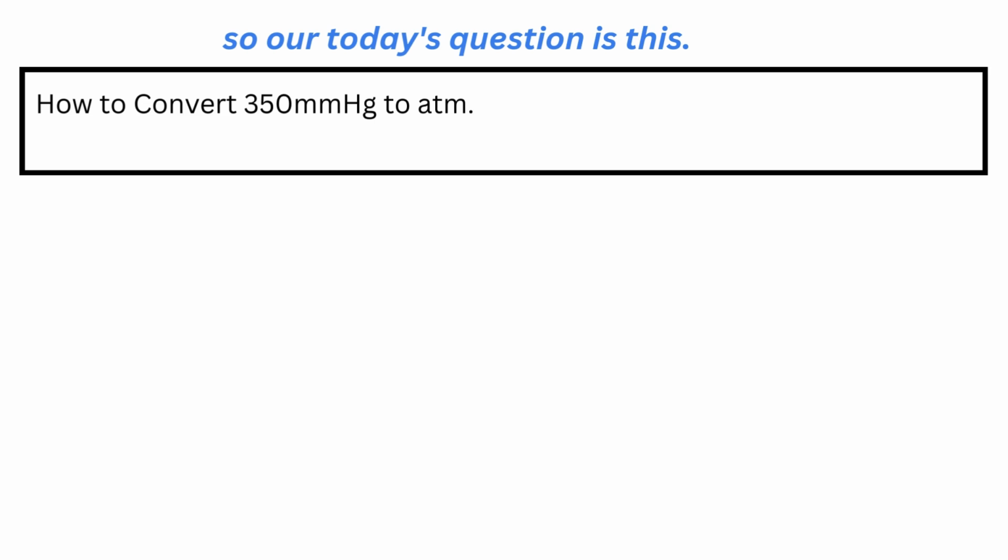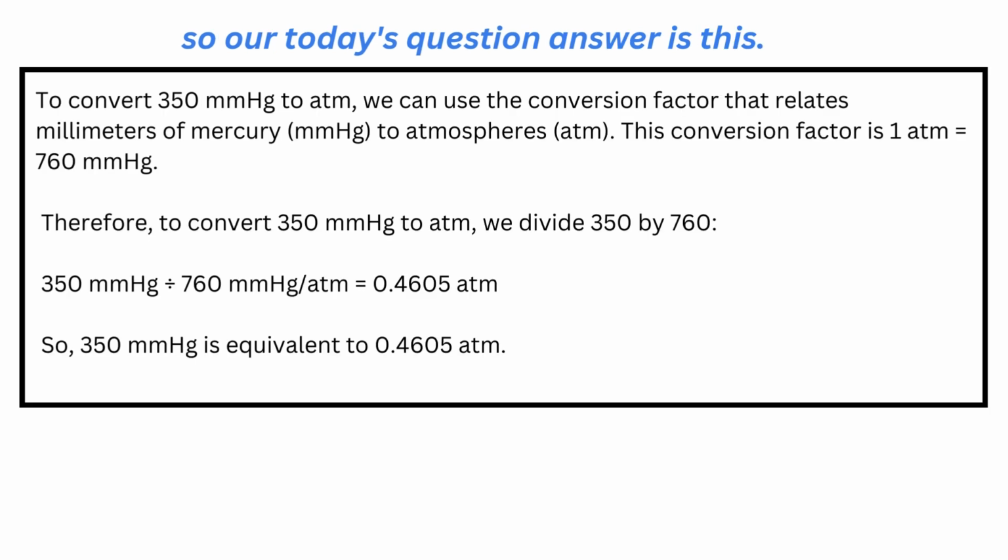Convert 350 mm Hg to ATM. Correct answer: to convert 350 mm Hg to ATM, we can use the conversion factor that relates millimeters of mercury, mm Hg, to atmosphere, ATM. This conversion factor is 1 ATM equals 760 mm Hg. Therefore, to convert 350 mm Hg to ATM, we divide 350 by 760.